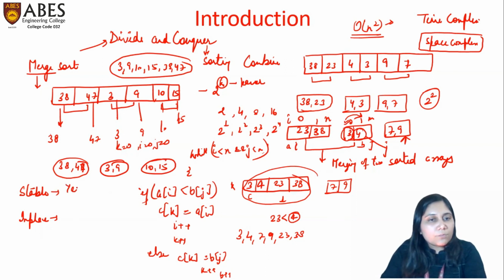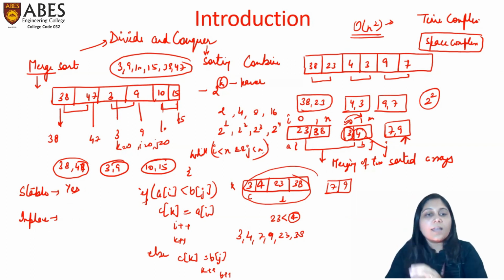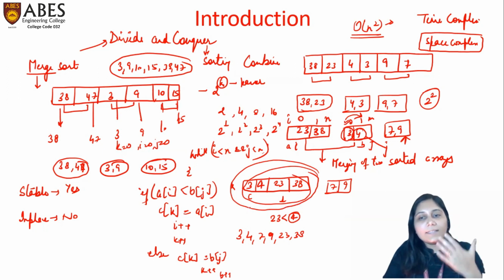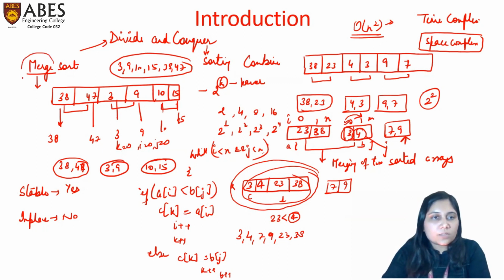So merge sort is a stable sort. Yes, if duplicate elements are present, it will keep them in the same order in which they are given. And in-place? No. For merging, we need a new array, because the concept of merging two sorted arrays requires a new array in which we can put our resultant data. So it is not an in-place sorting technique, but it is a stable sorting technique. Please remember this concept.